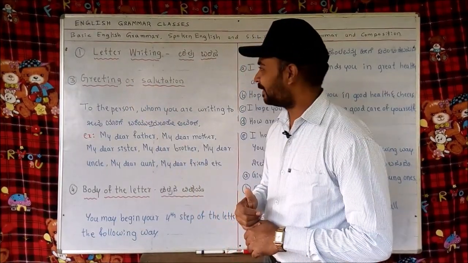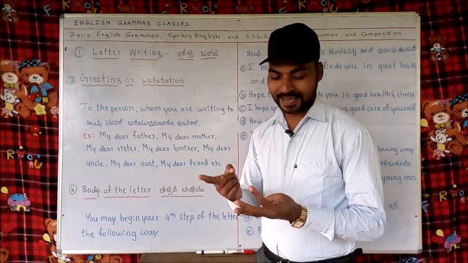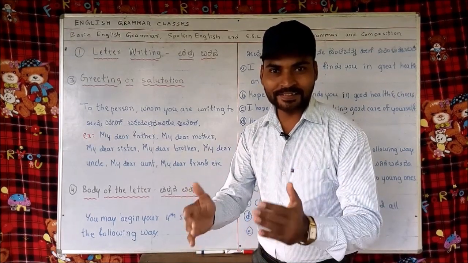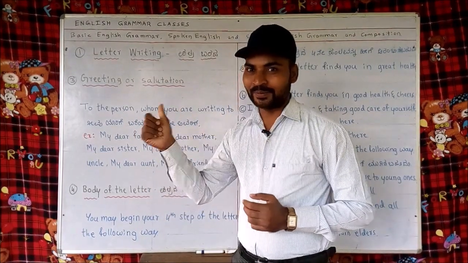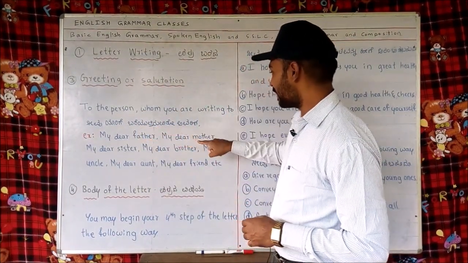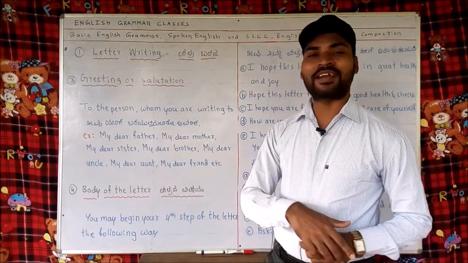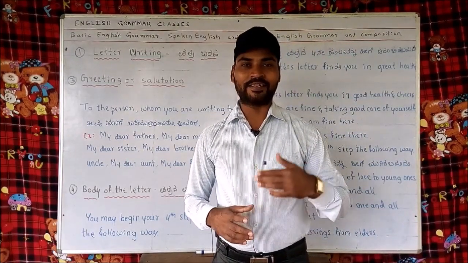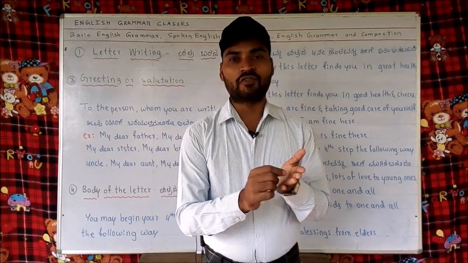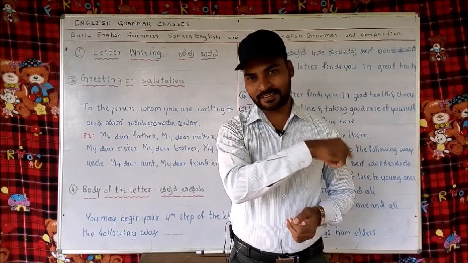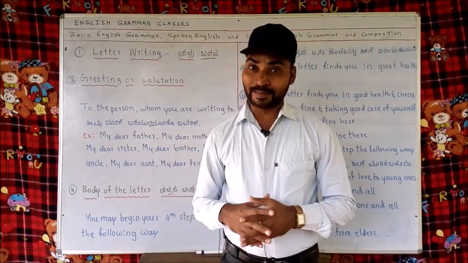Step number 3, greeting or salutation. Soon after writing the from address and the date, we write the greeting or salutation. To whom we are writing the letter, to that person we write the salutation. My dear father, my dear mother, my dear sister, my dear brother, my dear uncle, my dear aunt, my dear friend, etc. If you are writing a letter to your father, you should start your third step of the letter this way: my dear father. If you are writing a letter to your sister, you should write like this: my dear sister. This is salutation, the third step.